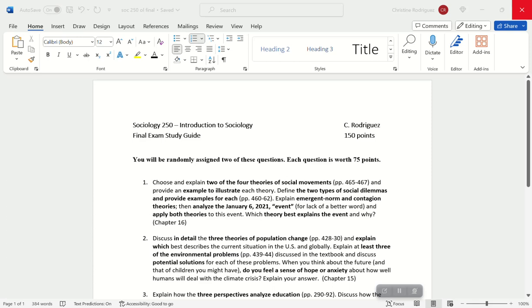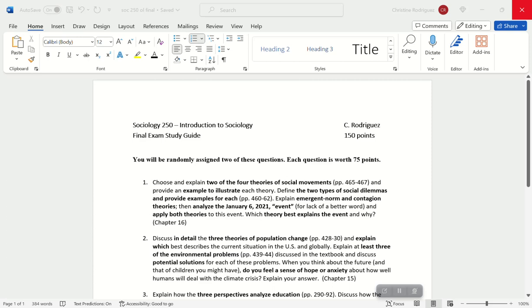Explain emergent norm and contagion theories. So remember, these are 2 theories that try to explain why people engage in behavior that they might not if they were on their own. So after you explain the 2 theories, then I want you to analyze the January 6th, 2021 event. I didn't want to call it anything else because I didn't want to make a judgment one way or the other. And apply both theories to this event.